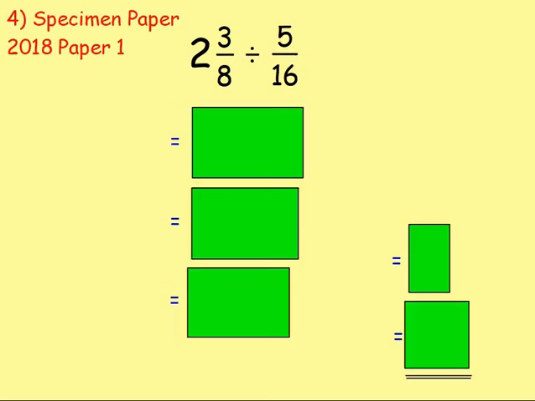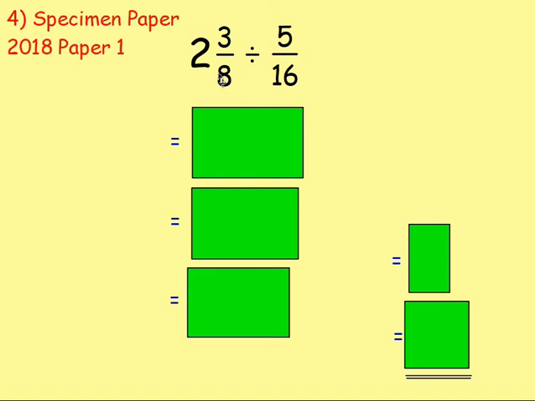Question number 4. Again, another past paper question. This time though, it's the specimen paper from 2018. Again, paper 1, non-calculator. 2 3/8 divided by 5/16. This time we're wanting to divide, but you'll notice here that again we've got a mixed number, and whenever you have a mixed number, it's best to rewrite that as an improper fraction, or a top-heavy fraction.